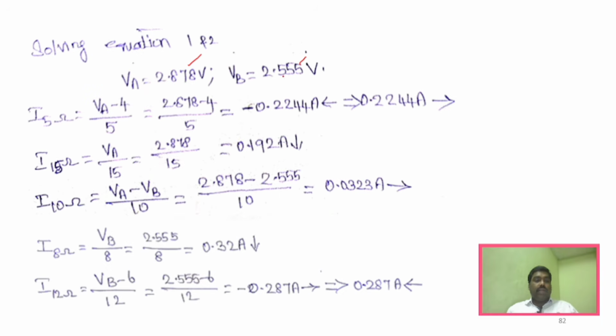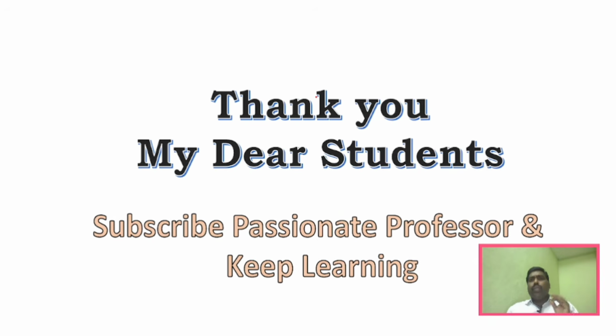You can see that is what we have done here. After finding VA and VB, for the current across the 5 ohm resistor we use the corresponding expression VA minus 4. We are just substituting the VA and VB values and finding the current across all these resistors, right? So today we have seen problems on nodal analysis, and before that I explained the procedure that has to be followed for nodal analysis.